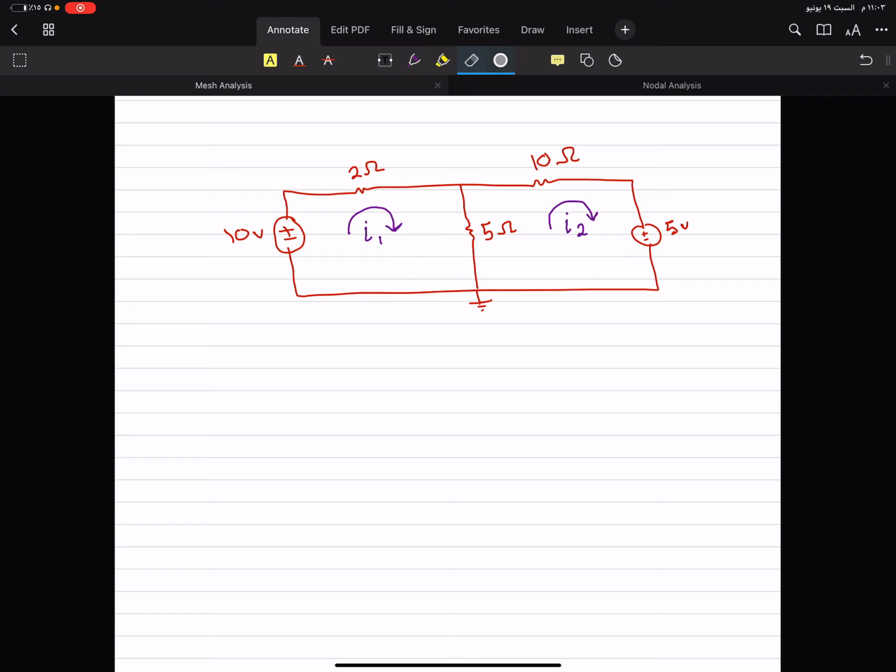In my opinion, I used to make all mesh current directions clockwise. I used to solve it like this, and actually I find my reference book that I use in my slides and documents, Fundamentals of Circuits, very very good. It's a very amazing book, and this book uses this convention.